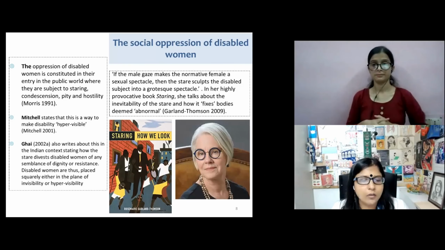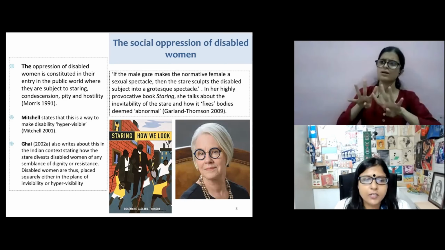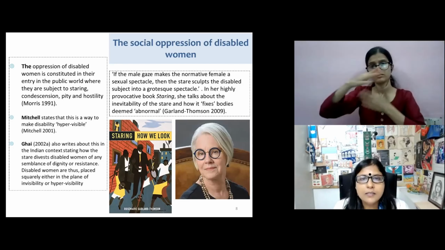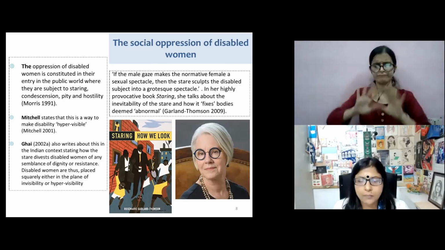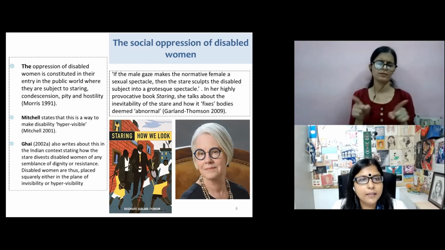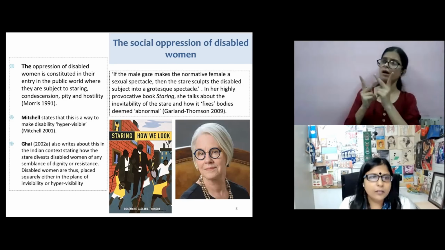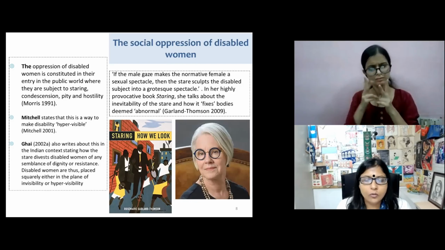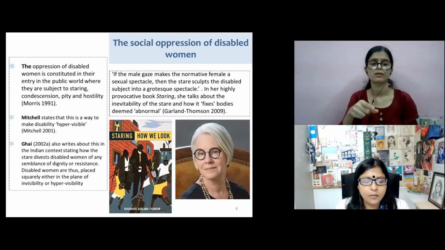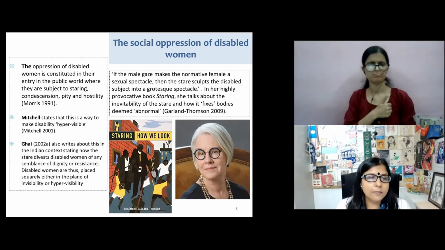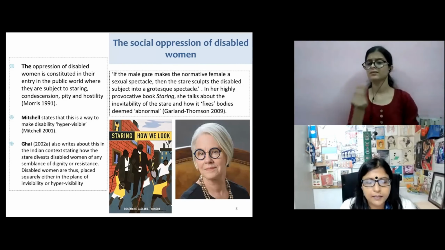And in short, what she says is that the stare is the definitive gesture that constructs disability as an oppressive social relationship because it fixes bodies that are deemed abnormal. And this is what Mitchell later comes along and says is a way to make disability hyper visible. Okay? Even Dr. Anita Ghai writes about this in the Indian context when she says that the stare divests disabled women of any semblance of dignity or resistance. And disabled women are thus placed either in the plane of invisibility or being hyper visible.